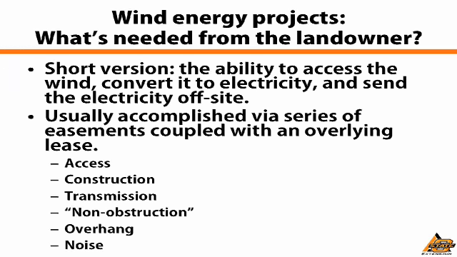But they're going to talk about easements for getting onto the property, easements for actually building the project, for building transmission and getting the power off site, a negative easement that says you won't do anything to block the wind. We'll think about that here in a second. Overhang, meaning that it's okay if someone else's turbine is over your property as long as your turbine can go over their property. And noise.